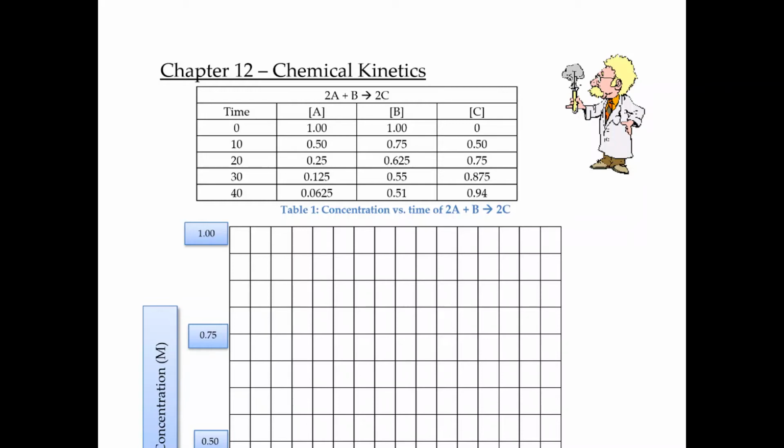Today we're looking at the Chapter 12 AP Chemistry packet. We're going to be talking about chemical kinetics. And chemical kinetics again answers the question how fast a reaction occurs. And this question can only be answered by experiment. You can only figure this out by doing experiments to know how fast a reaction proceeds.